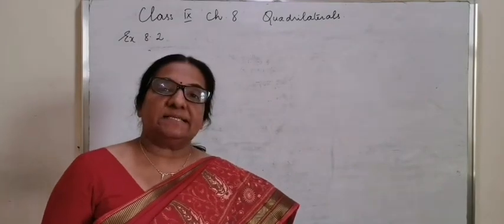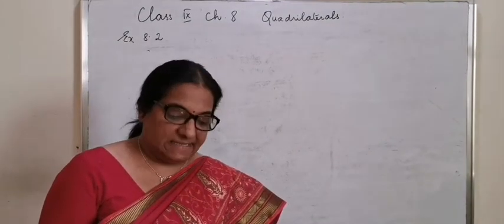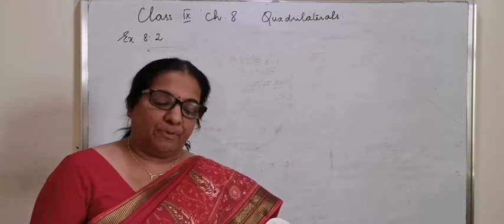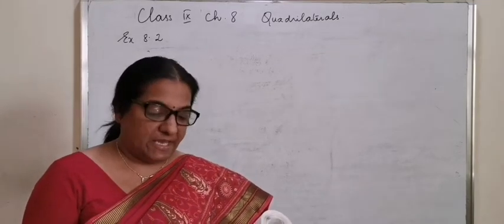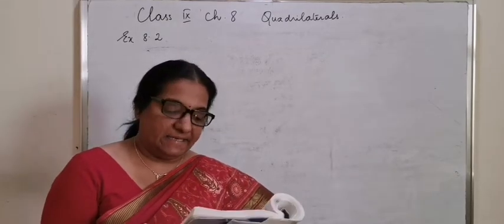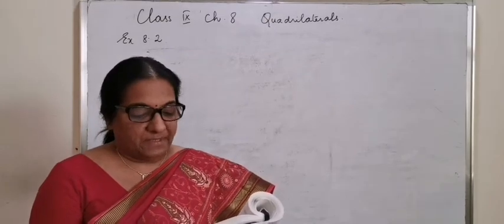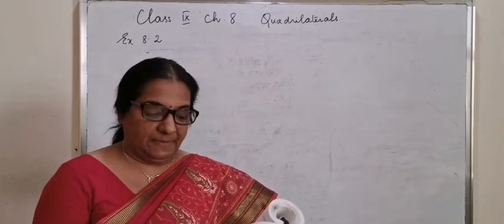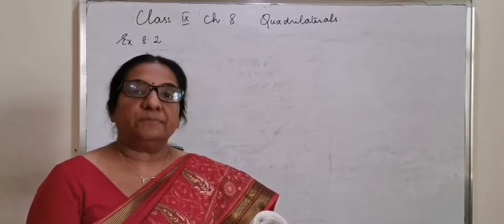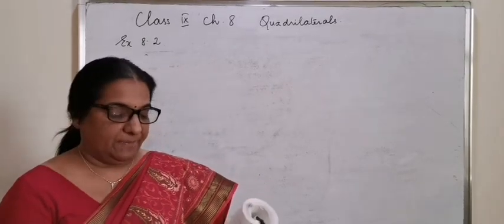Last question in the exercise, question number 7. Triangle ABC is right angled at C. A line through the midpoint M of hypotenuse AB is parallel to BC and it is intersecting AC at D. Show that D is the midpoint of AC. The second part, MD is perpendicular to AC. Third part, CM is equal to MA is equal to half AB.